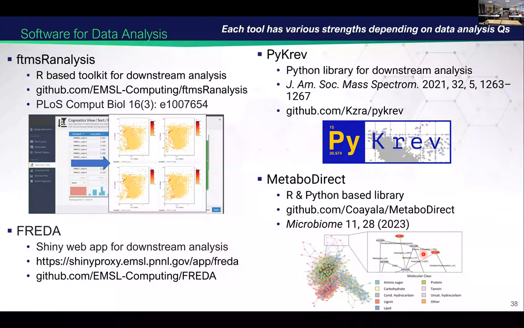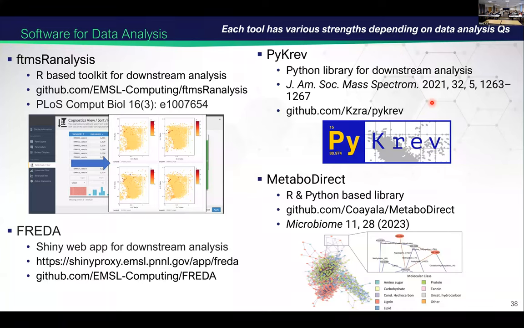In terms of software for data analysis, this is perhaps more interesting in a way. There's a bunch of different tools out there. Obviously, a lot of things we mentioned, you could just calculate yourself in Excel and plot, but you might want to use tools that are already built. So EMSL has put out a couple of tools called FTMSR Analysis and Frida, which is a Shiny app built on this. This tool has a lot of normalization strategies built into it, a lot of statistical models built into it.